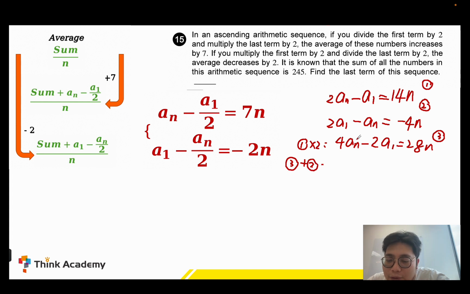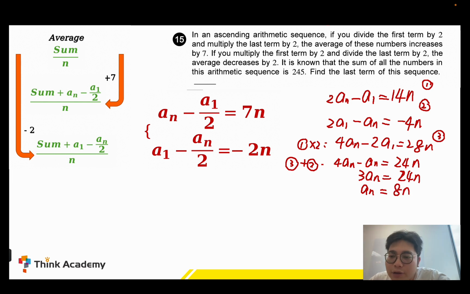It becomes 2a1 and 2a1 will be cancelled. So the left part is 3an minus an, and the right is 28n plus minus 4n. So actually it's 24n, so we know 3an equals 24n, so an will become 8n. And we also find an equals 8n. Can we find out what a1 equals? Right, put an in here, it will become 16n minus a1 equals 14n. So a1 equals 2n.